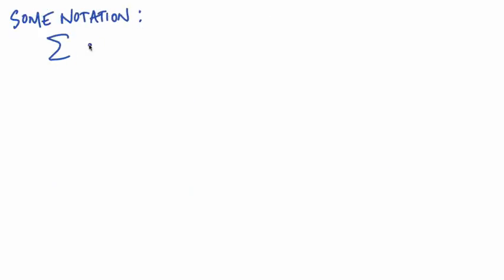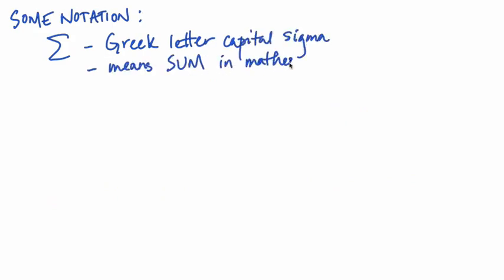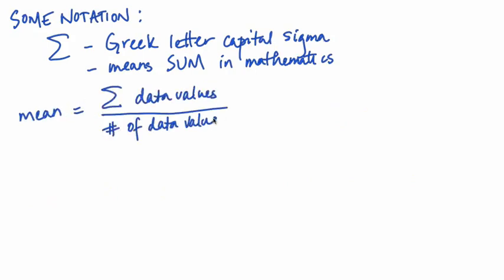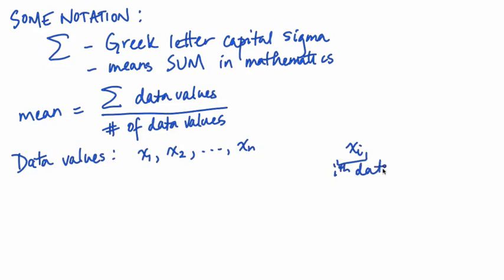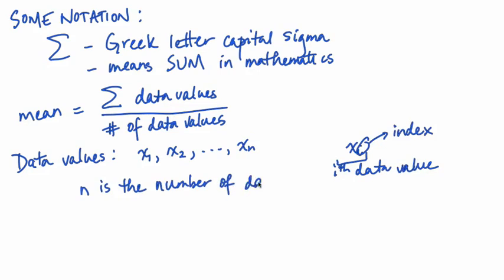We'll introduce a bit of mathematical notation here. The Greek letter capital sigma is used in mathematics for a sum. The mean is the sum of the data values divided by the number of data points. Suppose we have n data points. For our example, n is 400, the number of skeletons. Let's represent our data values as x subscript 1, x subscript 2, through x subscript n. The subscript is an index for the position of the data value in the data set, and n is the number of data values.